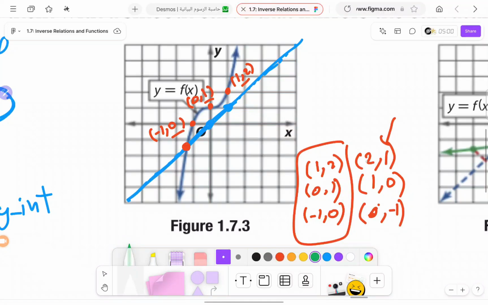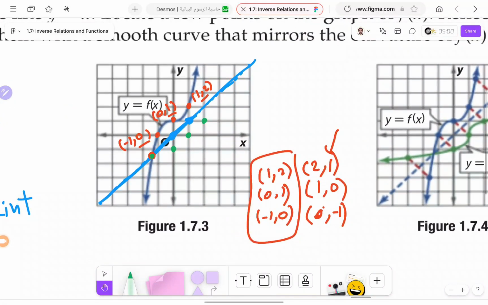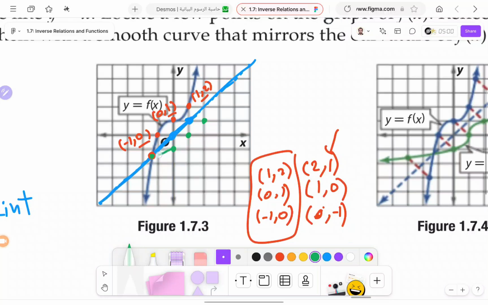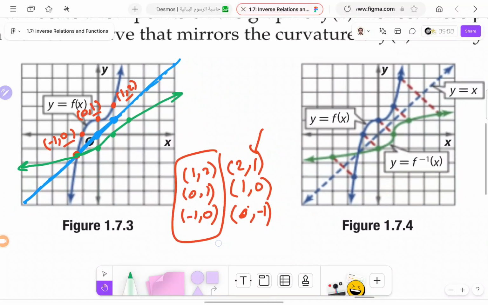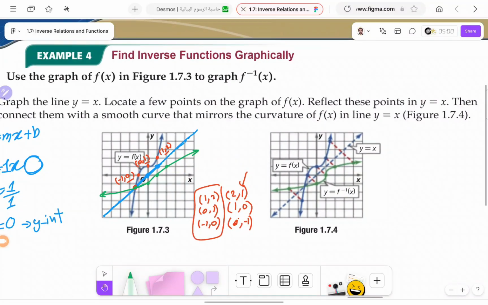Let's graph them. The first one is (2, 1). This is the first point. Now (1, 0) should be here. (0, -1) should be here. And this point on the line should also be shared. Now connect your points with a line, and it will go like this. This is what you can see on the graph. This is how you can find the inverse graphically.